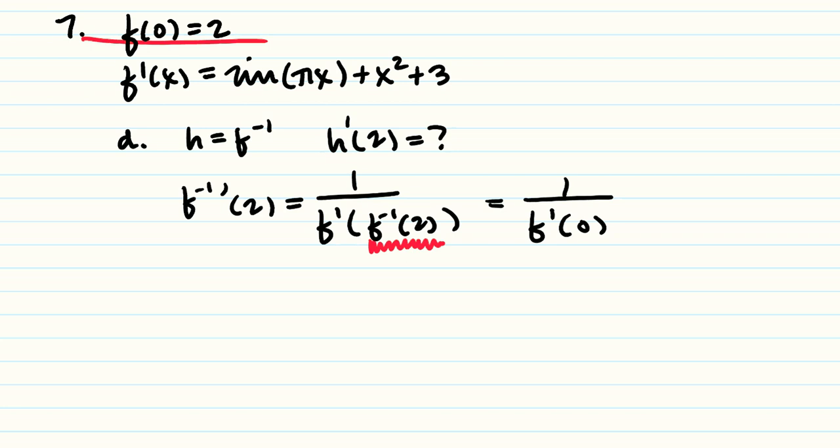You plug in 0 for x into this formula right there, and you're going to see that it's 1 over f prime of 0. Sine of 0 is 0 plus 0 squared plus 3 is 3. Okay, very doable.